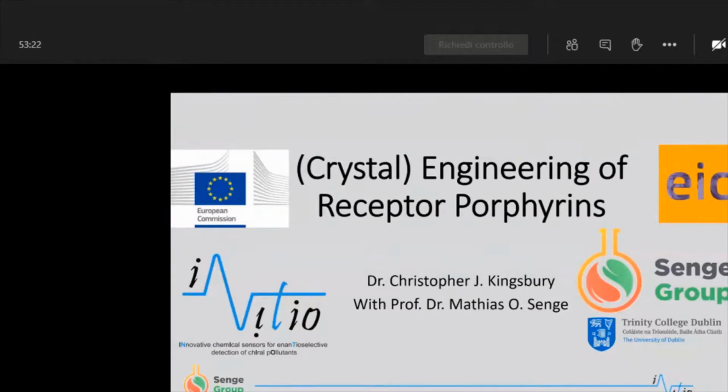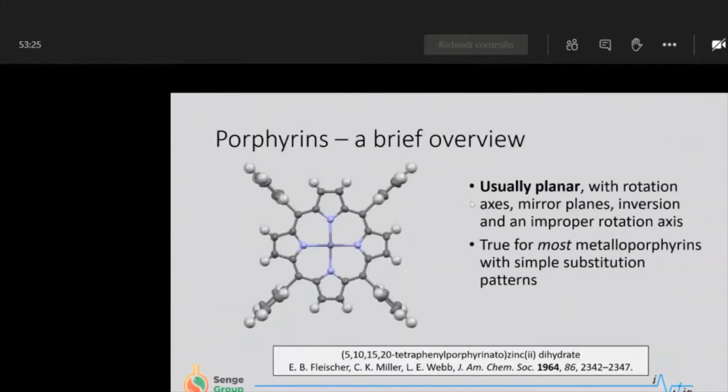So I think that Corollas has given everyone an idea of what a porphyrin is and how it is used in sensing. Generally considered, these materials are approximately planar, and with planarity comes a large degree of symmetry. The materials in their most general sense have this fourfold symmetric rotation, multiple mirror planes, and improper rotation axes. And that's true for most porphyrins, which have a relatively simple substitution pattern around the exterior of the ring.